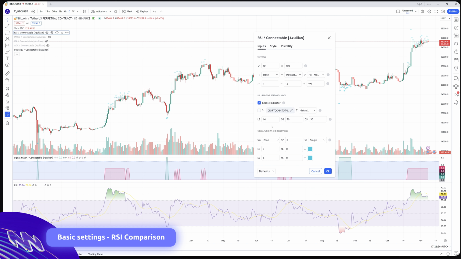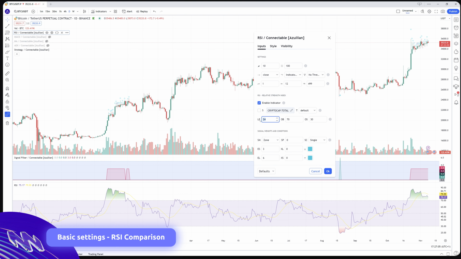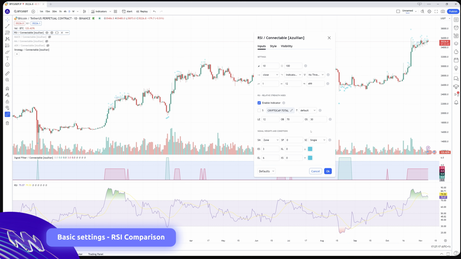To wrap up this RSI segment, any adjustments to the fundamental RSI settings like the length or the overbought and oversold thresholds are immediately evident. As previously mentioned, all connectable indicators follow a uniform approach. Having explored one, let's proceed to incorporate the rest into our chain, ensuring their signal weights are transmitted effectively to the strategy.